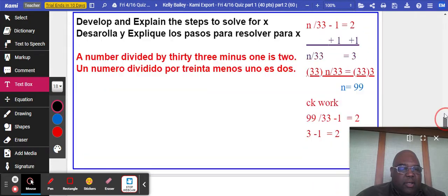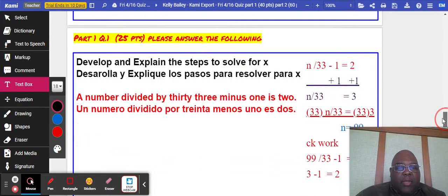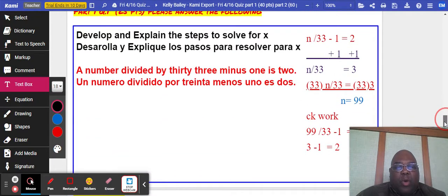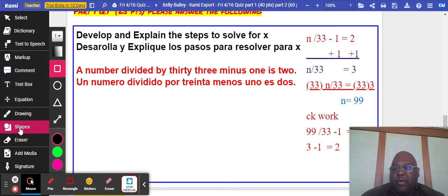Hopefully, I can. Okay, so in problem one, what I want you guys to see is that it was asking us to develop and explain the steps to solve for x. I'm using n, but it doesn't matter. So a number divided by 33 minus 1 is 2. Where's all this coming from? Okay, so here we go.